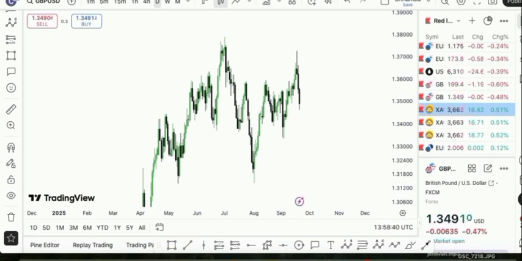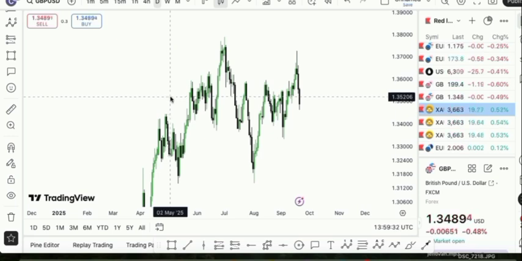Now, last week GBPUSD saw some bullish pressure pushing up towards resistance in the 1.3650 to 1.3700 region. Let's break it down step by step.